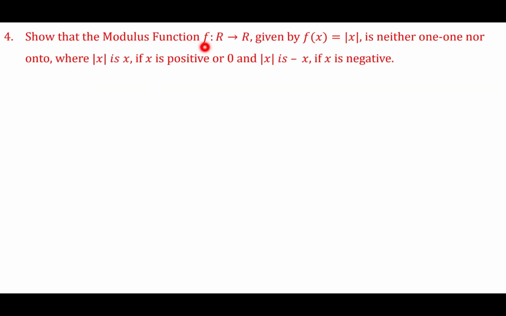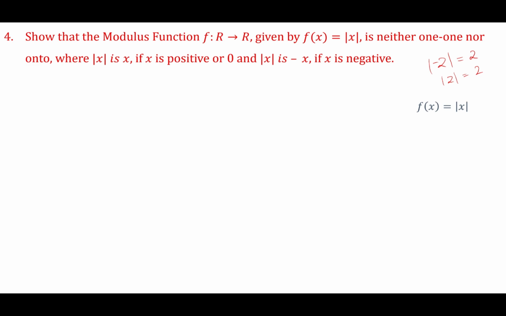Show that the modulus function from R to R given by f of x is equal to modulus of x is neither 1, 1 nor onto. At first, what is modulus function? Modulus function means its absolute value, which means, for example, if I have modulus of -2, the result is always +2. As well as if it is modulus of +2, it gives positive result. This is modulus function. So modulus function will give you the result always positive.